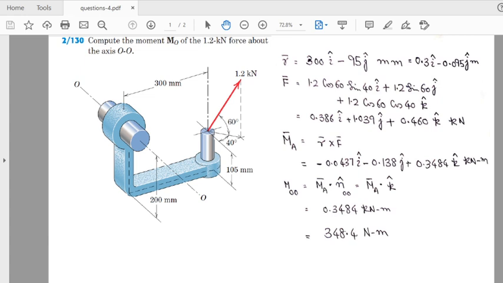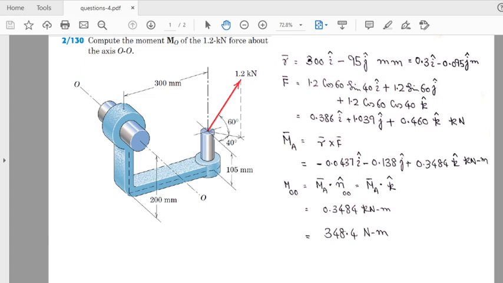Now we have to resolve the force. We have to write the force as a vector quantity, so we have to resolve this in x, y and z directions. First of all, it is making an angle of 60 degrees with the horizontal plane. The horizontal plane along the base of this 90-degree bracket is the x direction, and along OO is the z direction. So the horizontal plane is the xz plane.